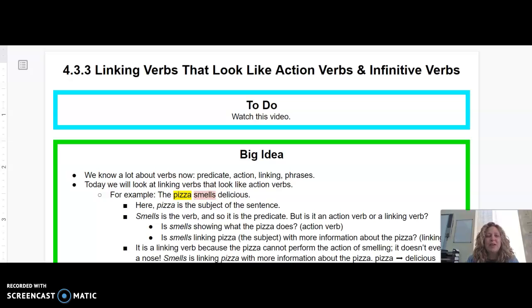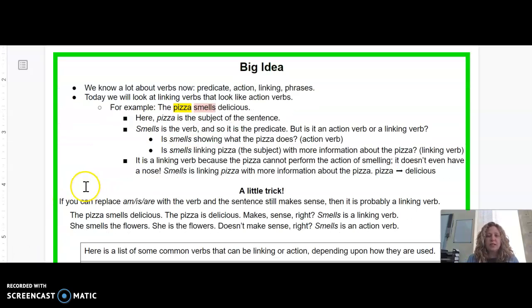Hi everyone. So today we are going to look at linking verbs that look like action verbs and then something else called infinitives. So first you're going to watch the video and then we're going to move into this big idea here, the green box.